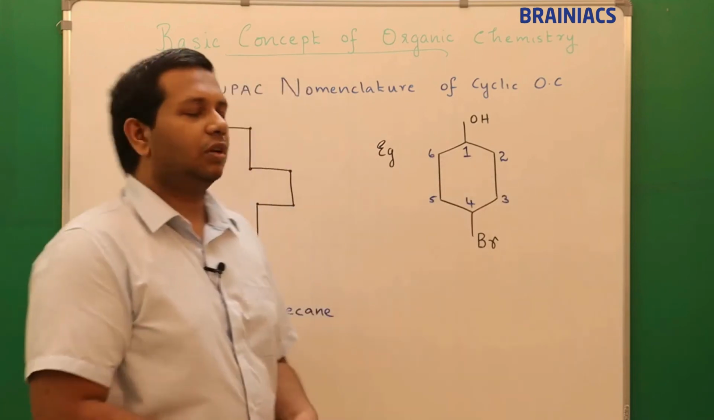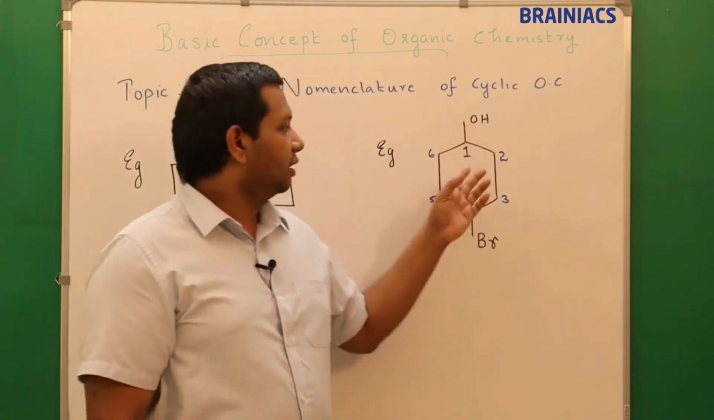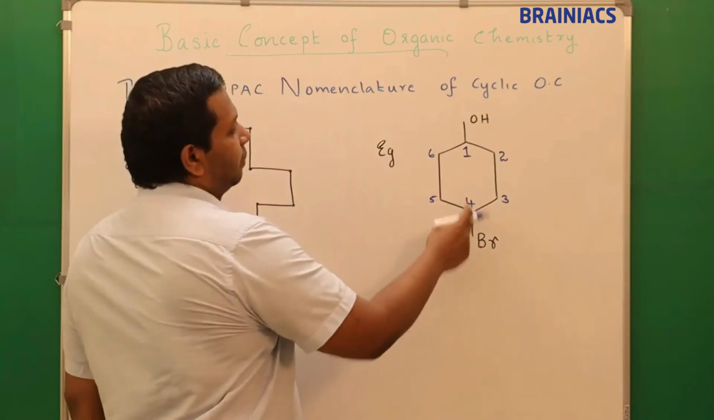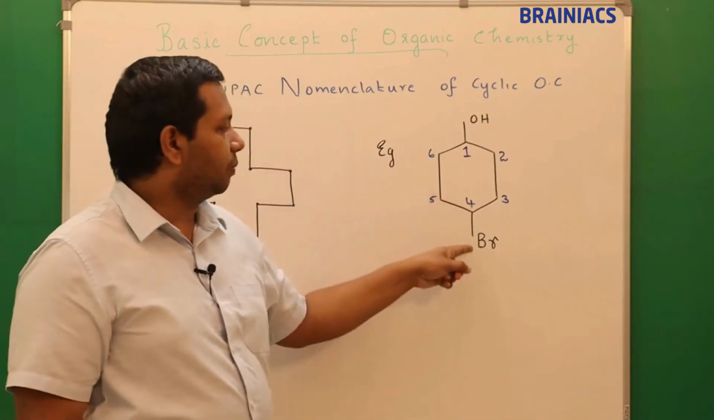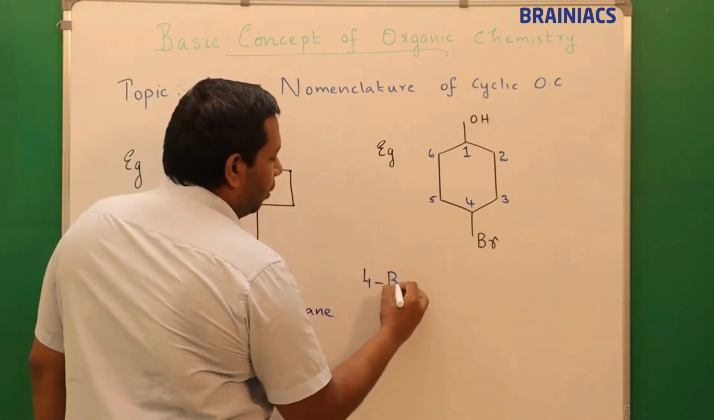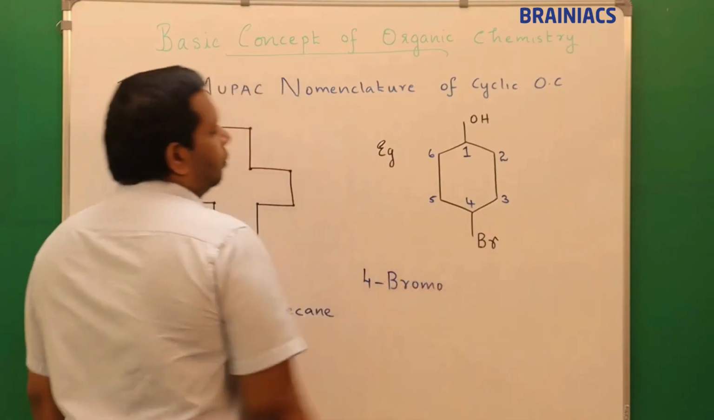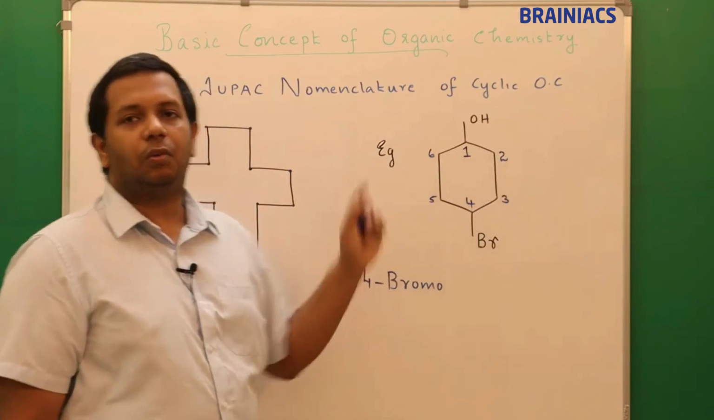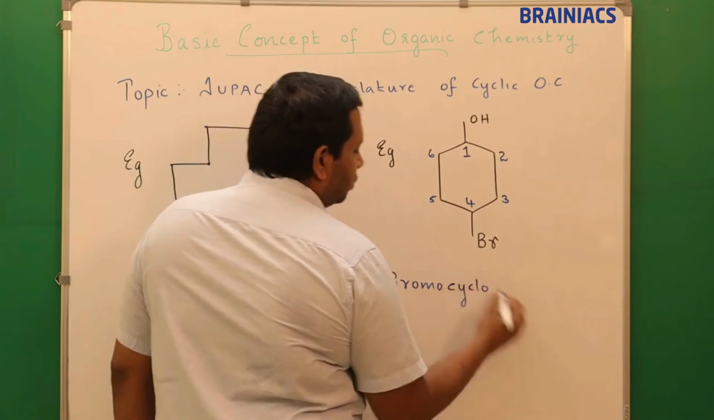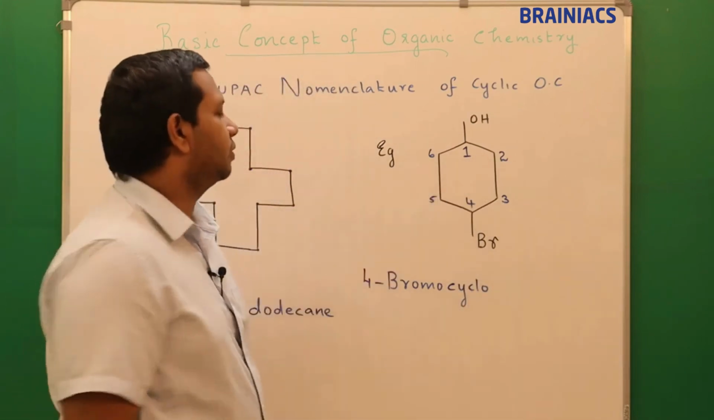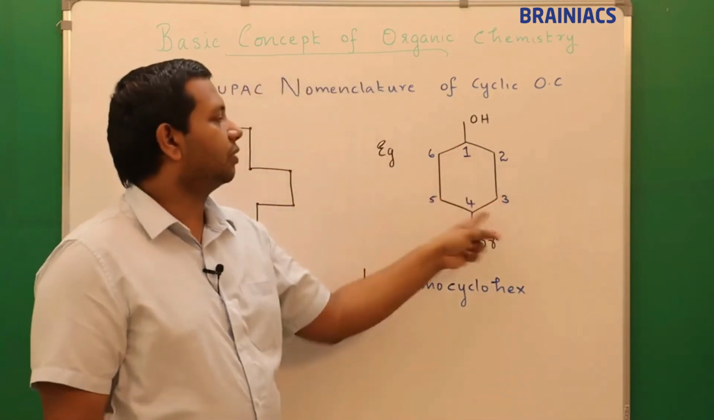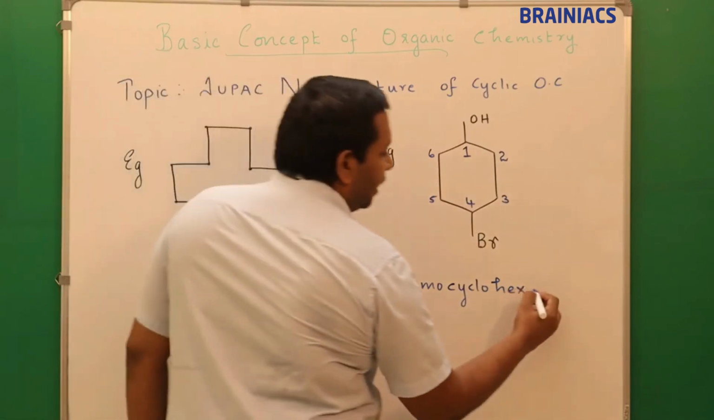Here one is a functional group and the other is a substituent. So the secondary prefix, the substituent, comes first. I can start with 4-bromo, correct? Then I know that it is a cyclic compound, so the prefix cyclo should be there: 4-bromocyclo. Now the word root: 6 carbons are present, so I can use the word root hex, and all the 6 carbon atoms are linked by single bond, so I can use the term hexane.